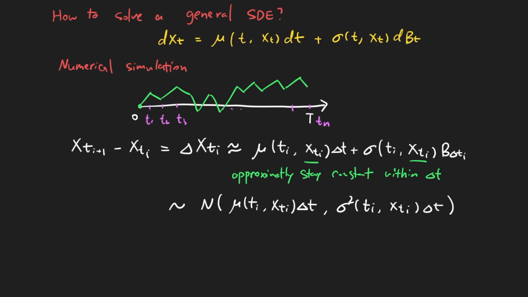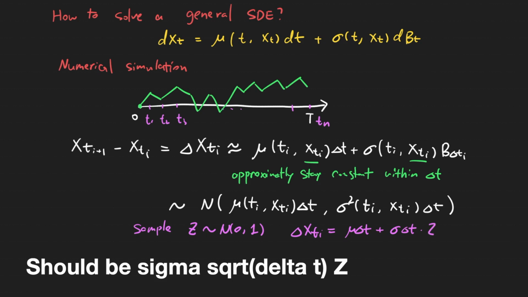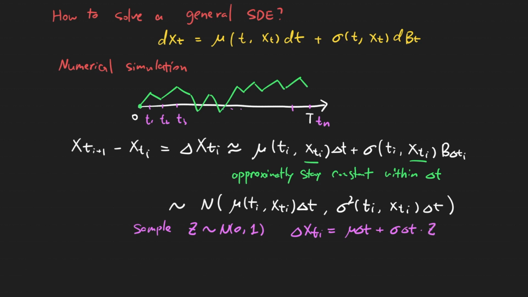During the simulation, we can just sample from a standard normal distribution and then transform it linearly. So the idea is that we sample z from a standard normal. Then the difference will just be mu delta t plus sigma square root of delta t times z. And using this procedure, we can get a path.